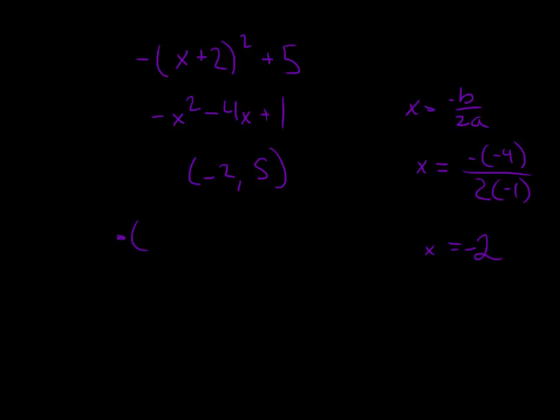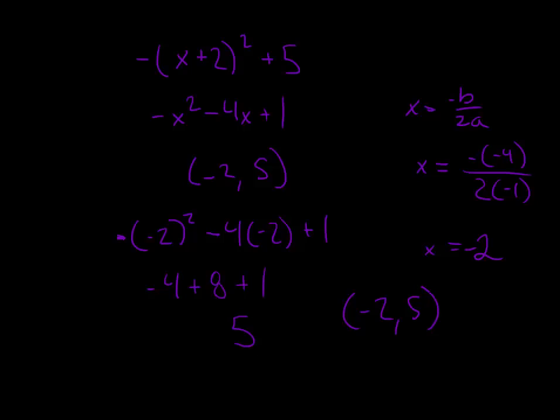Plug negative 2 into the standard form equation. The opposite of negative 2 squared minus 4 times negative 2 plus 1. Negative 2 squared is positive 4, times the negative is negative 4. Negative 4 times negative 2 is positive 8, plus 1, giving us positive 5. And the vertex that we expected.